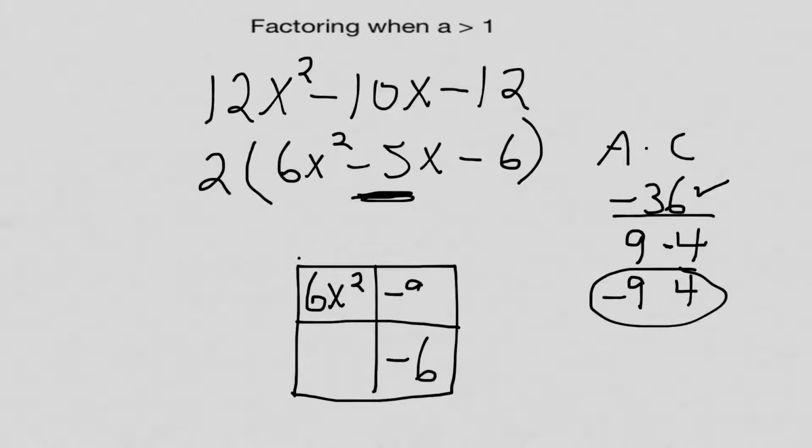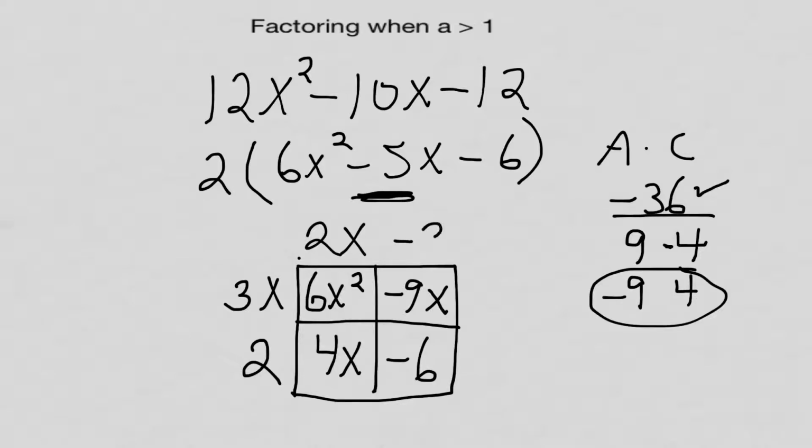I've got -9x, and I've got 4x. All right. Now I'm going to do my horizontals first. 6x squared minus 9x, I can factor a 3x out of both of those. 4x and -6, the largest number I can get out of that is a 2. All right. Now I'm going to do my verticals. 6x squared, 4x. Largest number I can get out of this is a 2x. And if I do my other verticals, -9x and -6, I can factor out a -3.